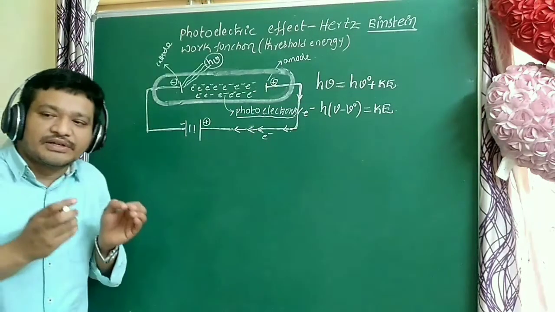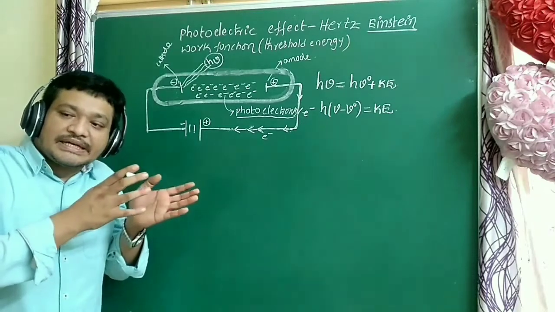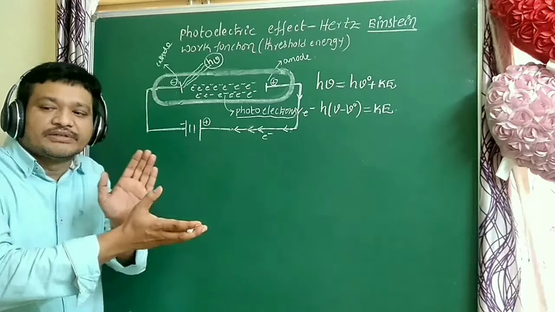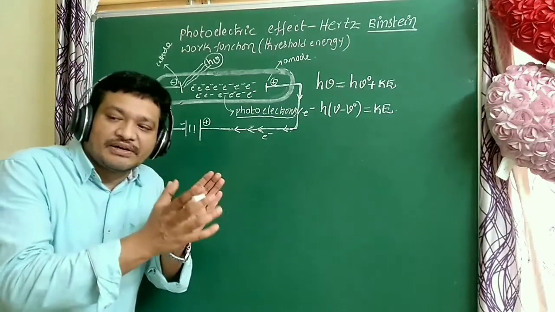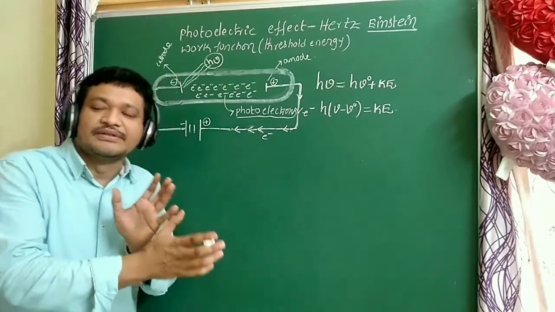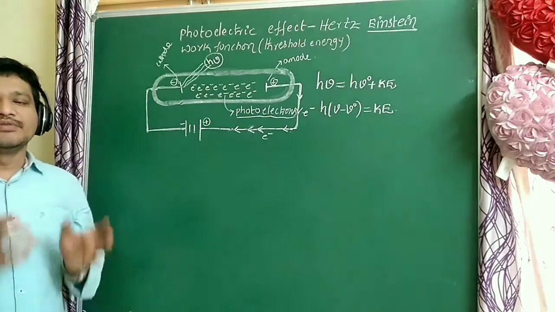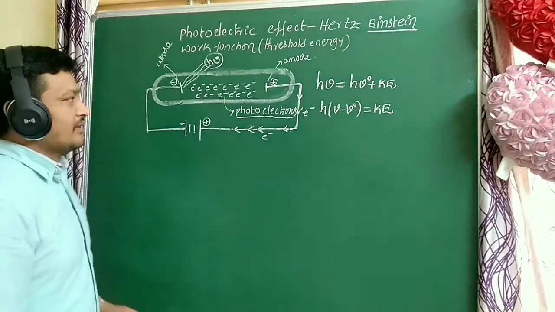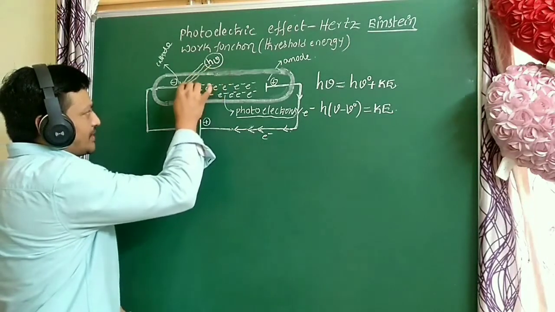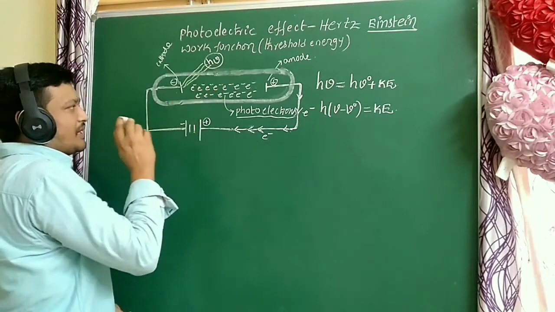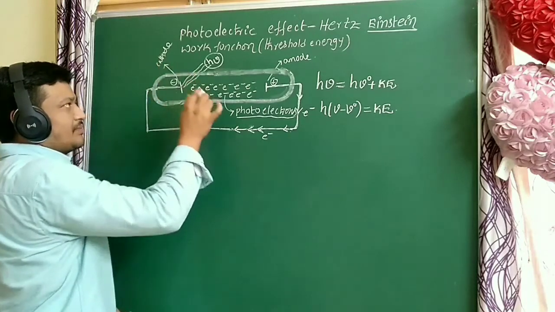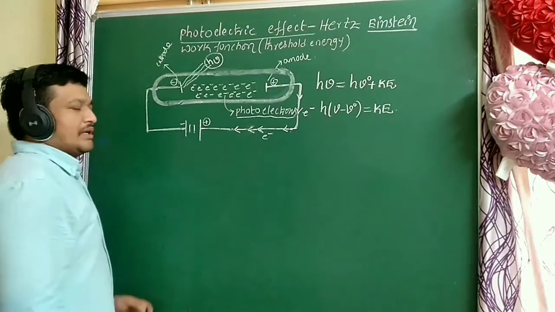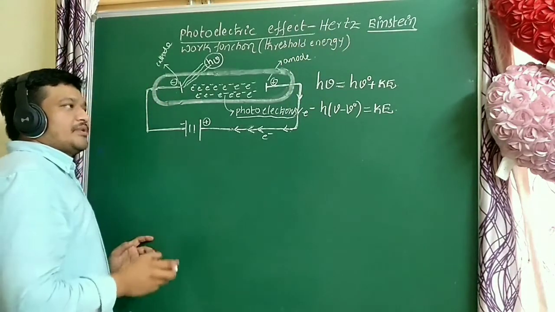Why are those electrons called photoelectrons? Because those electrons are released by photons. That's why they are called photoelectrons. That is very important, students. When light falls on the metal surface, some electrons are released from the metal surface. That effect is called the photoelectric effect.